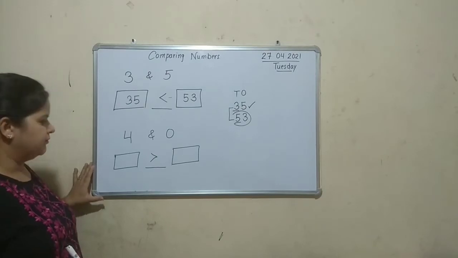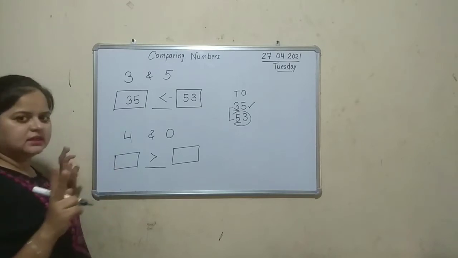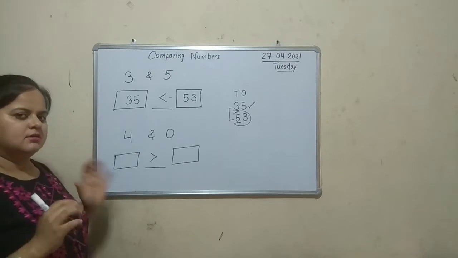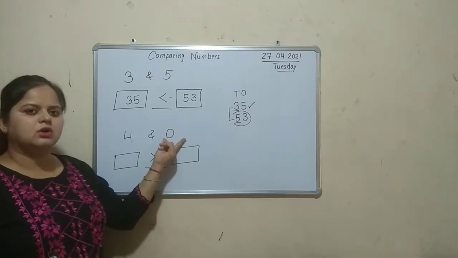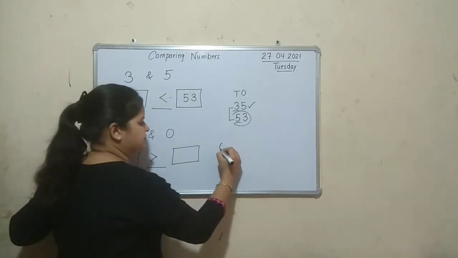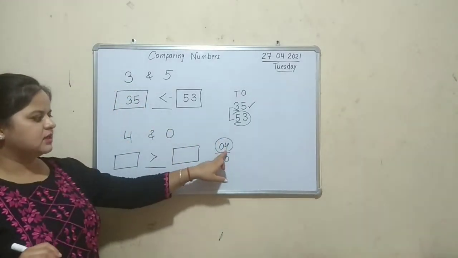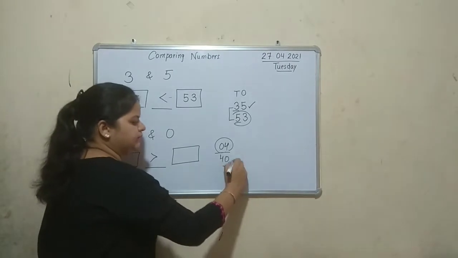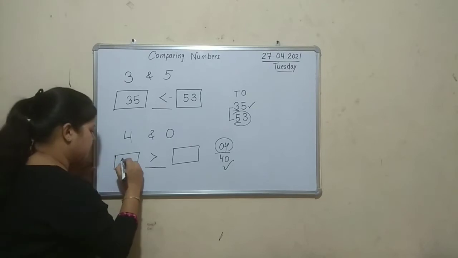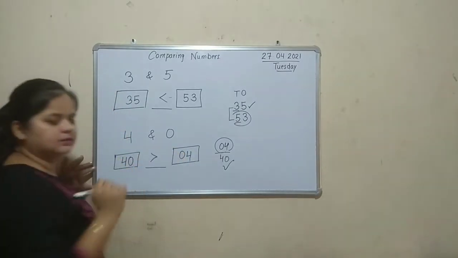Okay, understand? From these two digits we have to make two-digit numbers again: 4, 0, 40, and 0, 4. 0, 4 means 4 because 0 means nothing, 0 has no value. So 0, 4 means 4 only, and 4, 0 is 40. So 0, 4 is the smaller number and 40 is the greater number. According to the sign, we have to write the greater number in this box. So we will write 40 here and 0, 4 here.